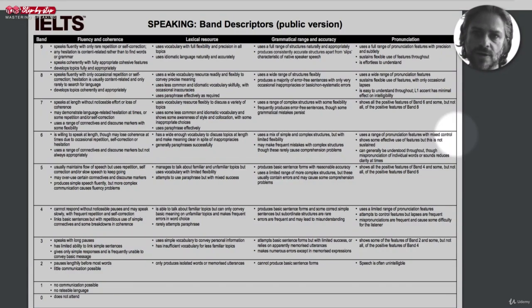Okay, in this video I'm going to be talking about two things. The first thing is the band descriptor, and the second thing is the key, or the error key, that I'll be using in the feedback videos of people who are doing the speaking exam with me. So let's start with the band descriptors, which is what you can see here.